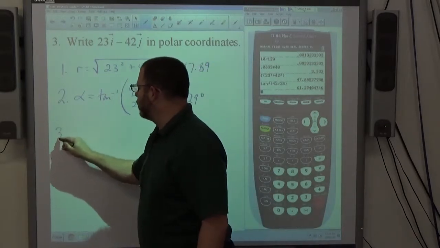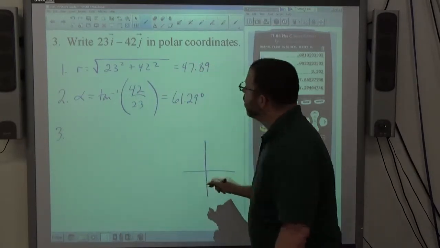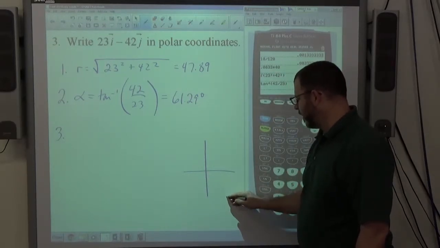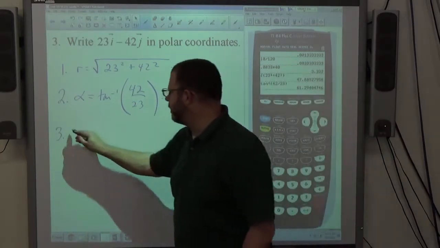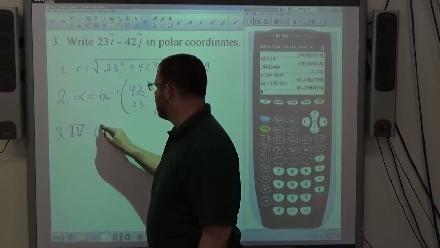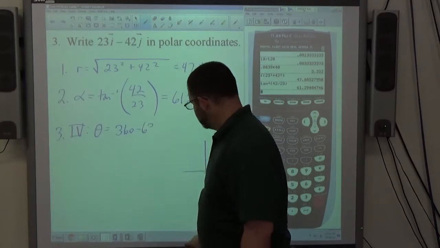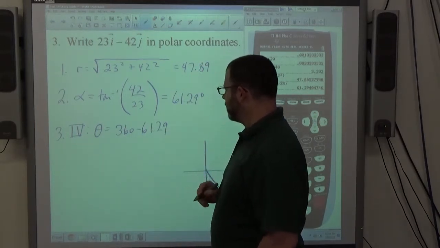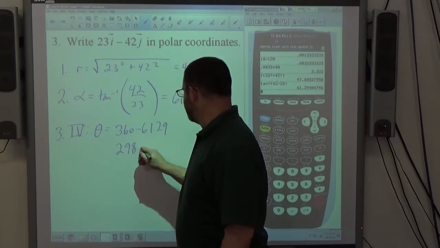Step 3 requires me to identify a quadrant. So 23i horizontal is positive, 42j vertical is negative. So that takes me down here in the fourth quadrant. In the fourth quadrant, theta, what I'm looking for is 360 minus alpha. So 360 minus 61.29 is 298.71.